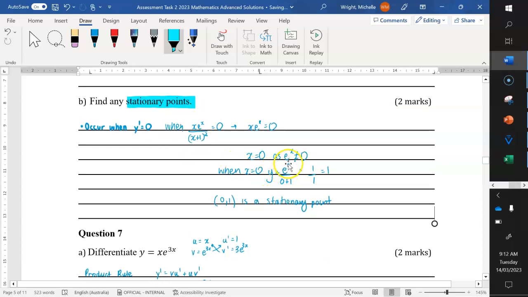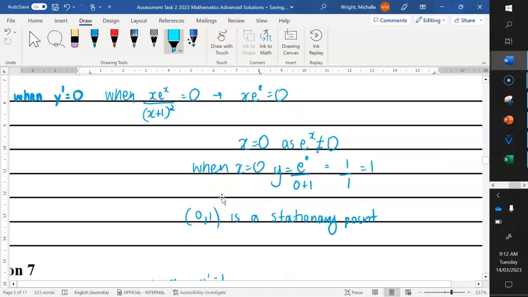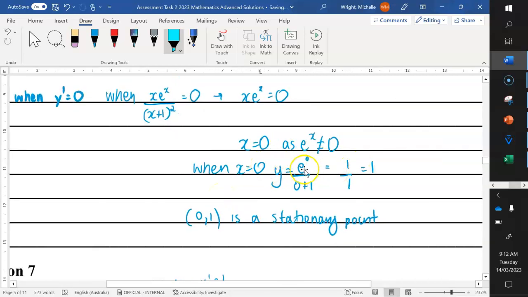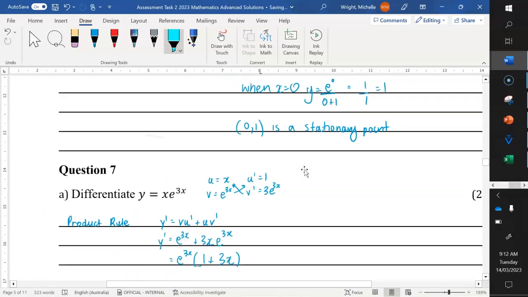E to the 0 is 1, 0 plus 1 is 1, so I get 1, so my stationary point is 0, 1. I'd like you to try and pop the point at the bottom, if you can, instead of just leaving the point sitting there. Okay, let's look at question 7.